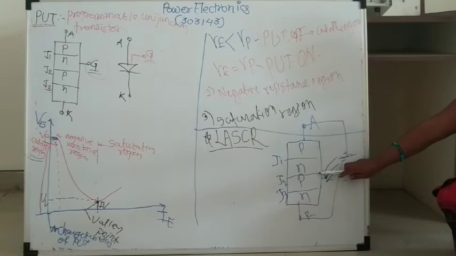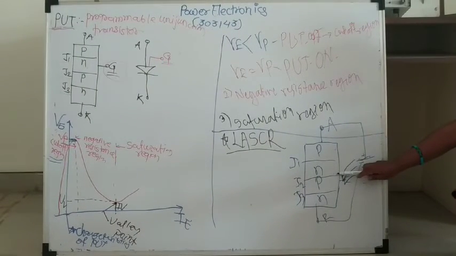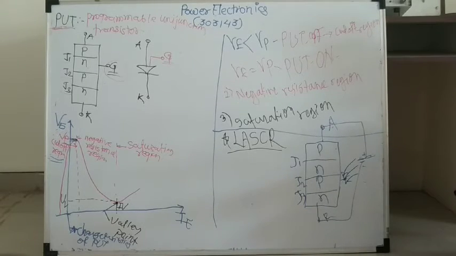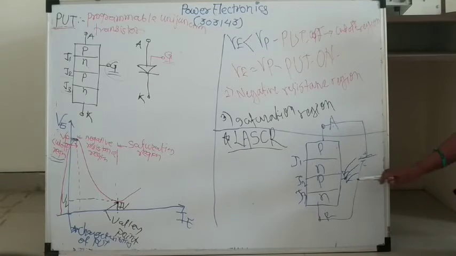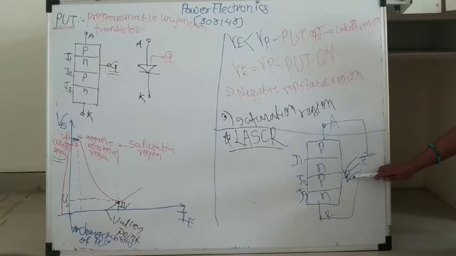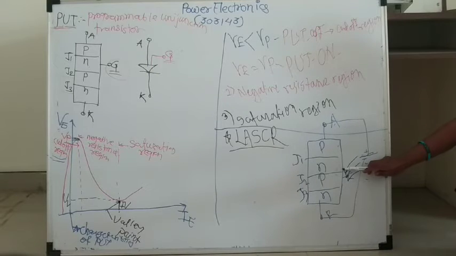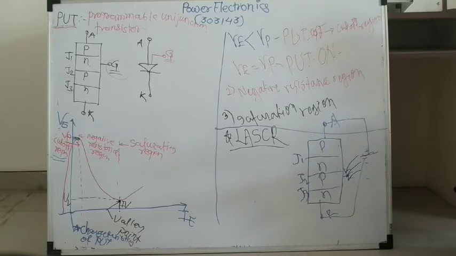And due to this junction J2, a depletion layer gets formed, and due to the depletion layer there will be a problem for current to flow from anode to cathode. At that time what we do is connect the gate terminal to the positive of the battery. Means a gate pulse is provided so that the depletion layer gets reduced or breaks down and current easily starts flowing from anode to cathode.